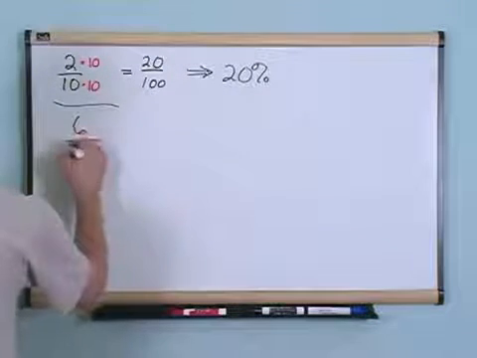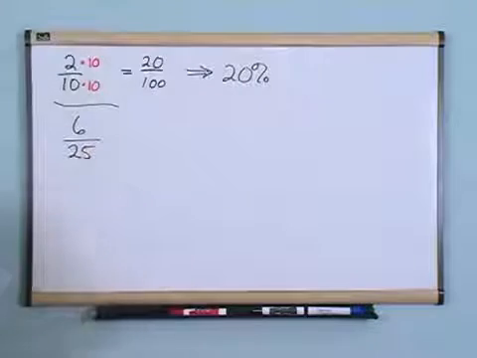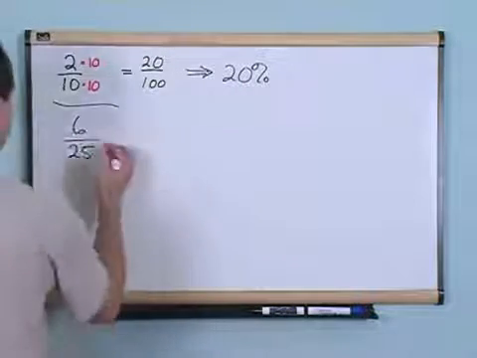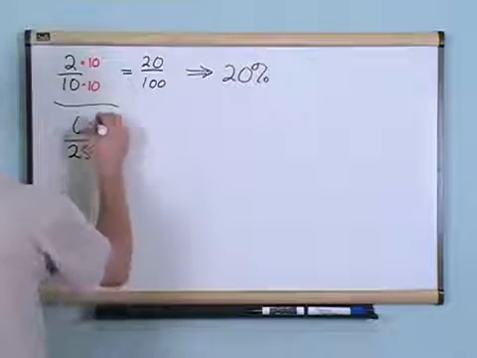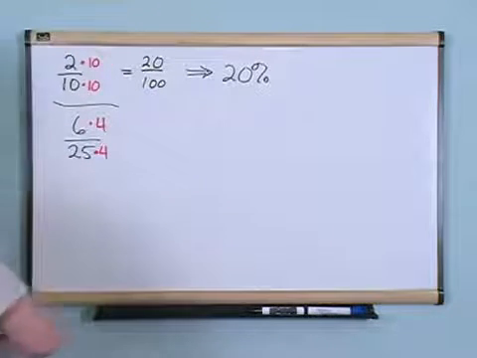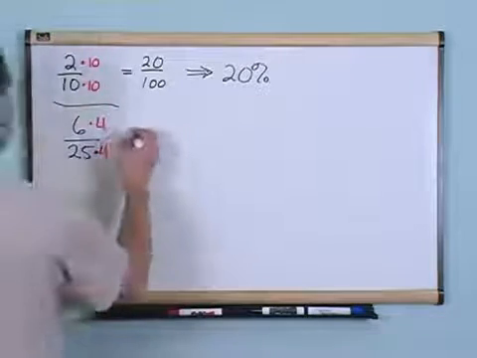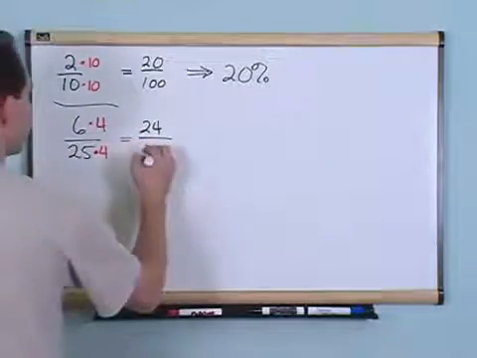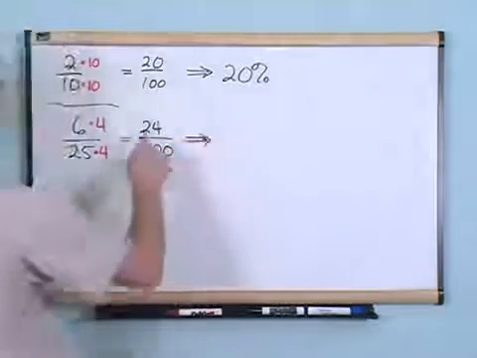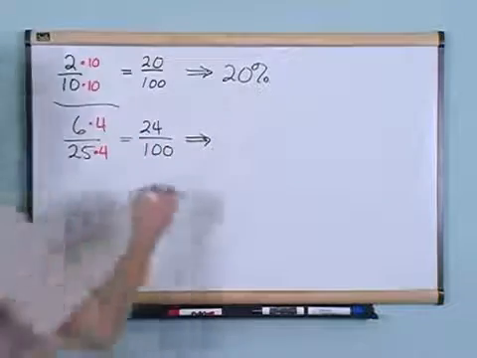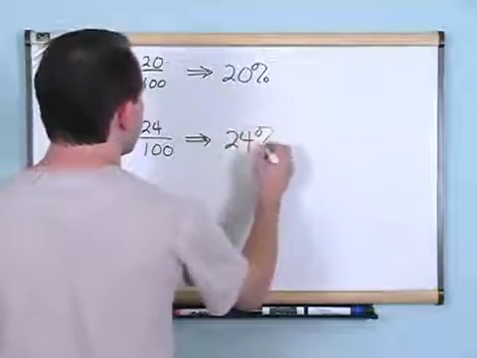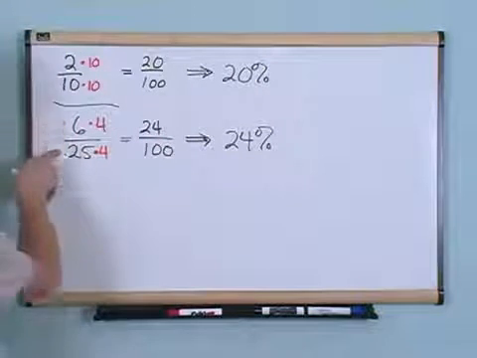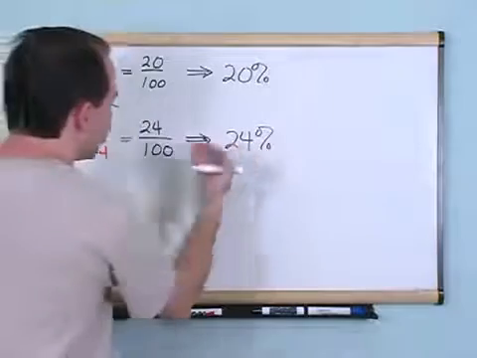What if you had 6 over 25? Well, how would you convert this to percent? The easiest way is to multiply the top and the bottom of this fraction by something that will give the bottom number 100. The reason I did this was because on the top, 6 times 4 is 24, and 25 times 4 gives me that 100 I'm looking for. So anytime I've got it in terms of something over 100, I take the top number and put a percent sign. So this is 24%. What this means is that the fraction 6/25 is the same thing as 24% of something.